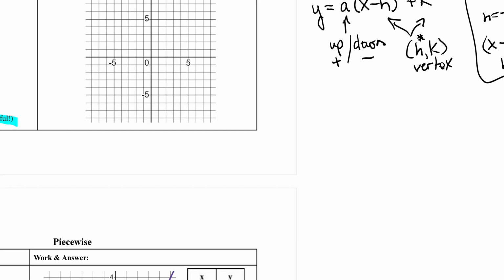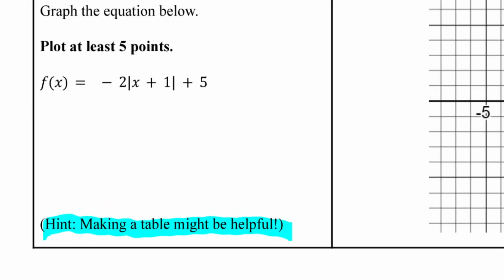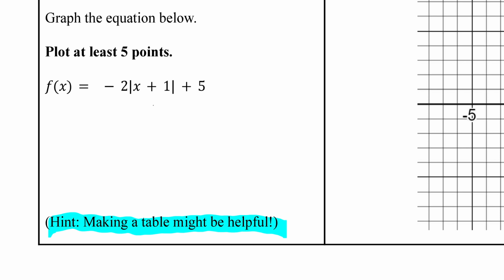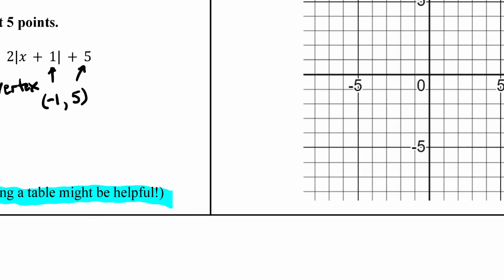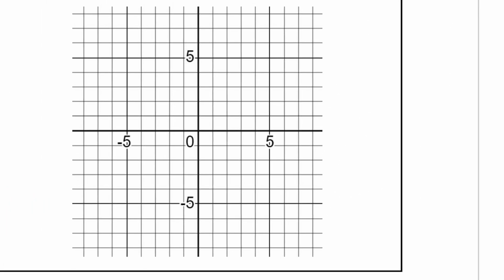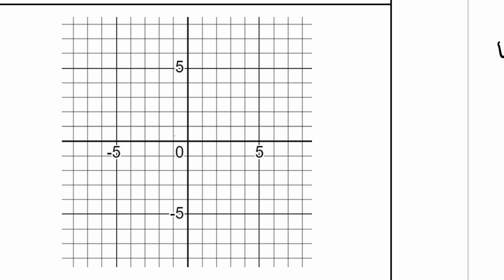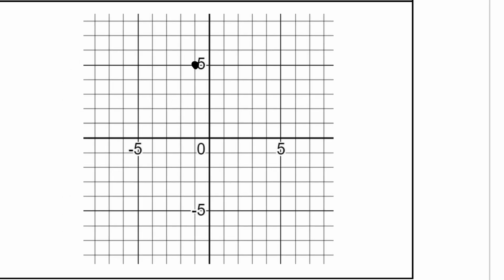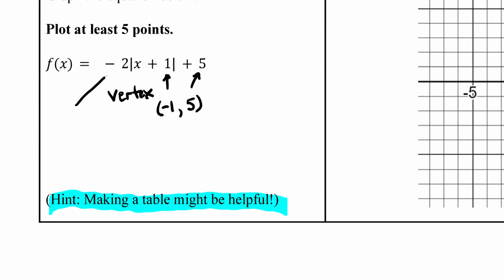That applies here too. So here, I can look at this and say my vertex is from here, -1 in x, +5 in y. So I'm going to go over here, -1, 5, and I'm going to plot that point, -1, 5. Real quick, I want to look. Oh, now here that a value is negative, so I know this is going to open down.